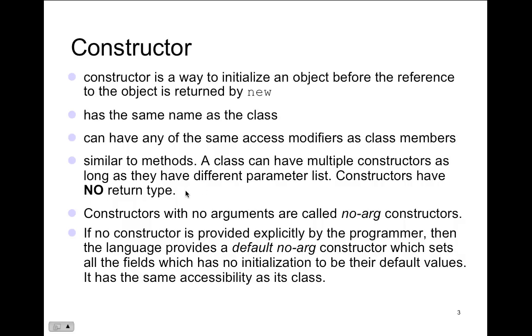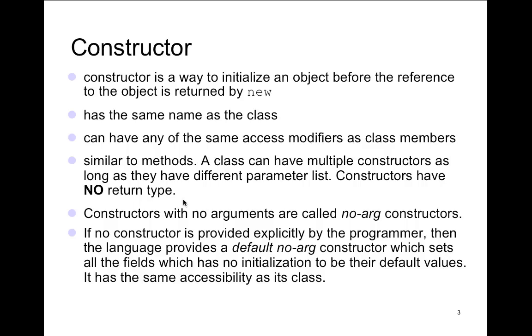Constructors have no return type, so you don't want to give it a return type, because if you give it a return type, it's different. It doesn't match the same class. You can actually give it a return type and have a method that you're calling with the same name as the class name.